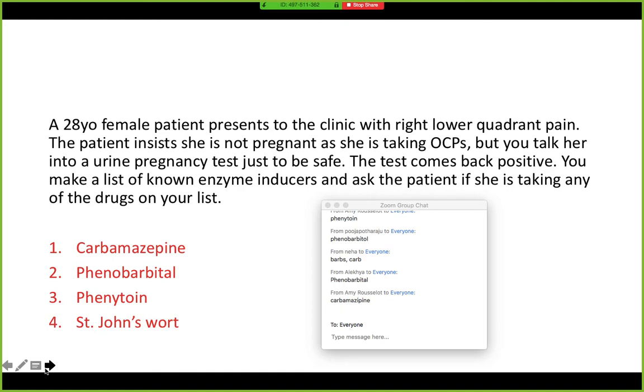What was the anti-epileptic drug that was an enzyme inhibitor? Yeah, good job. Valproate.